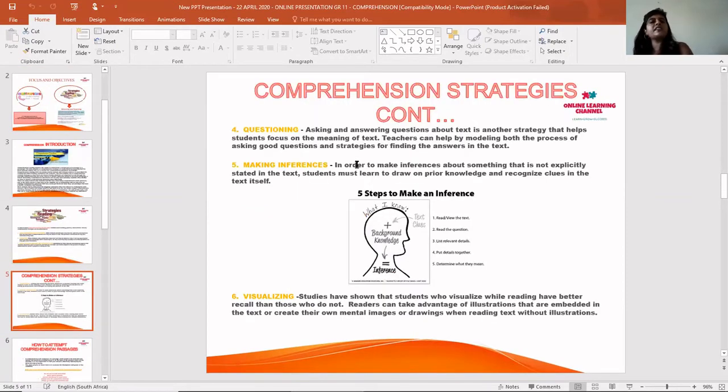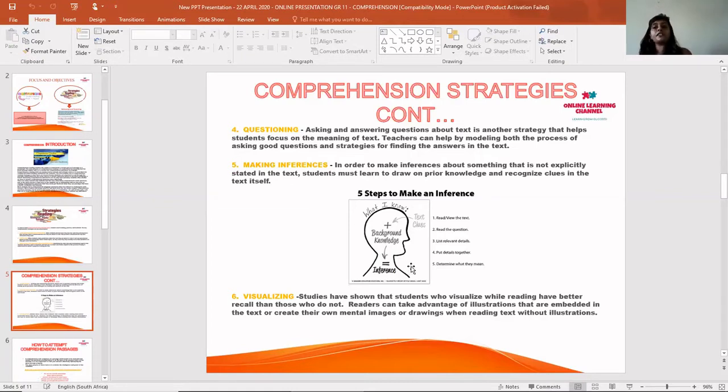Right, the comprehension strategies. Number 4, questioning. Asking and answering questions about the text is another strategy that helps students focus on the meaning of the text. Teachers can help by modeling both the process of asking good questions and strategies for finding the answers to the text. Number 5, making inferences. In order to make inferences about something that is not explicitly stated in the text, students must learn to draw on prior knowledge and recognize clues in the text itself.